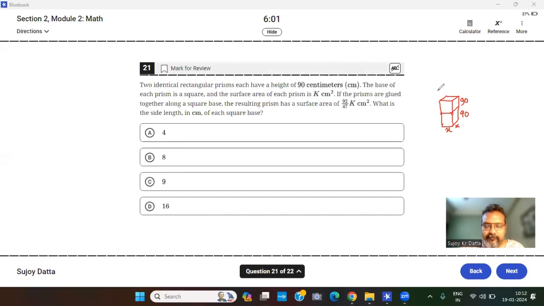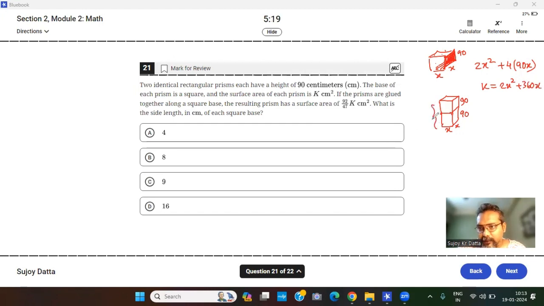So for one of the prisms, when it is not attached, the surface area would be the sum of all the faces. If you look, x, x, and 90. So we have the base, which is x squared, on top also, so 2x squared. Then 90 by x, you have one face here, and four faces: one on the left, one on the right, one on the front, one at the back. So 4 times 90x. So that means we have k equals 2x squared plus 360x.